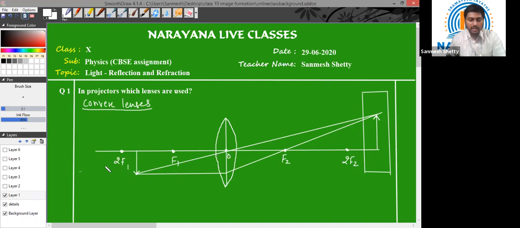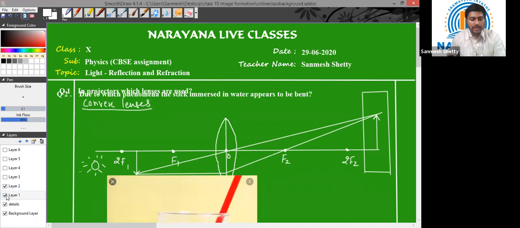If I keep my picture slide at this particular point, and if I illuminate this picture slide with a sufficient amount of light, the image of this picture slide will be formed on my projector screen, and that image will be inverted. So that's why we keep the cinema slide itself inverted, so that its upright image is formed on the screen. All this is done with the help of a convex lens. So in a projector we mainly use a convex lens for the projection of the image. I hope the point is clear.